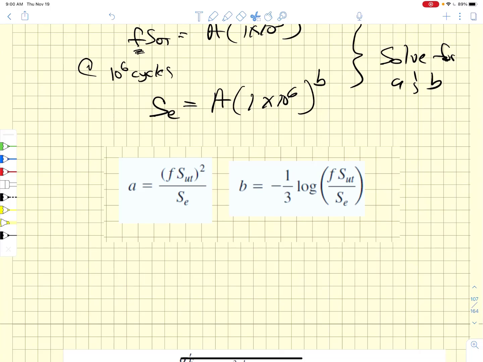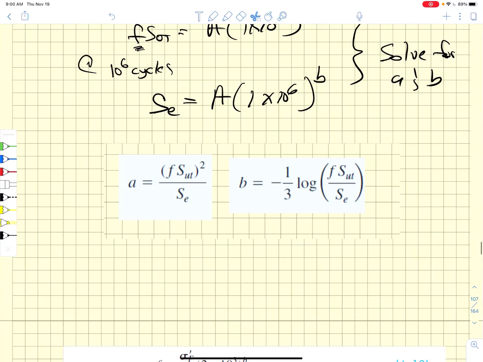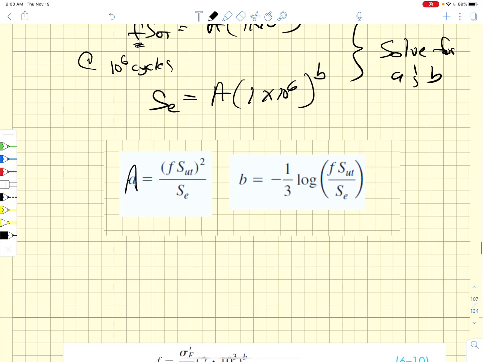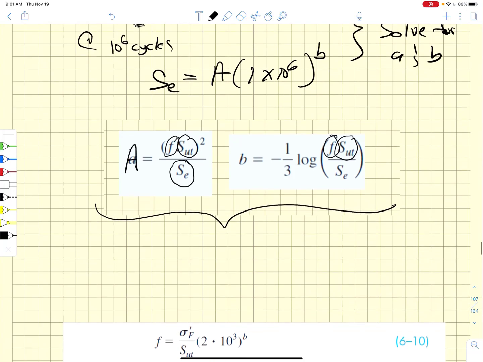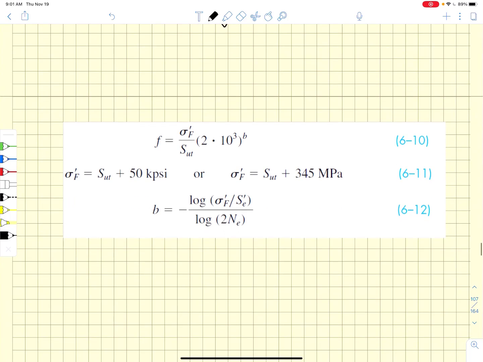So I just mentioned that we have to find the fitting parameters for Basquin's law. I have a tendency to use capital A instead of lowercase a, but the book uses a lowercase a. Here are the two equations that you need. We need the fully corrected endurance strength. We need the ultimate tensile strength, both here and there, and we need this fraction F. So the only way we can find that fraction F, it seems, is to read it off of a curve. But there is a way that these curves are generated using the following formulas in equations 610, 611, and 612.